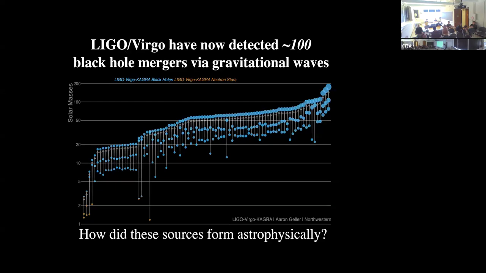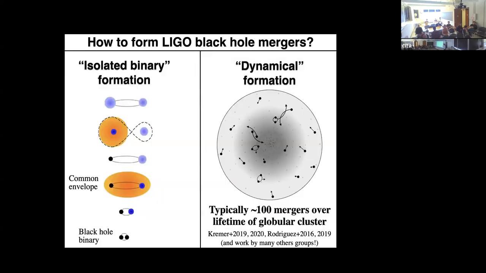Okay, so gravitational wave sources. LIGO Virgo has now detected over 100 binary black hole mergers through gravitational waves. Obviously, these have been tremendously valuable in many different aspects of astronomy and physics, but despite all of the major successes, this very basic question of how these sources form in the first place still very much remains uncertain. Canonically, there are two main formation channels people have investigated.